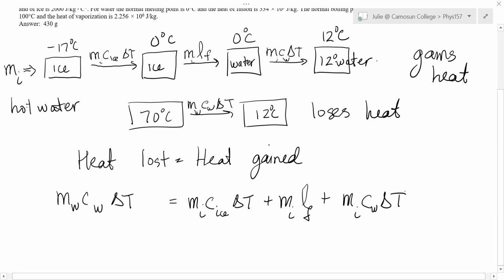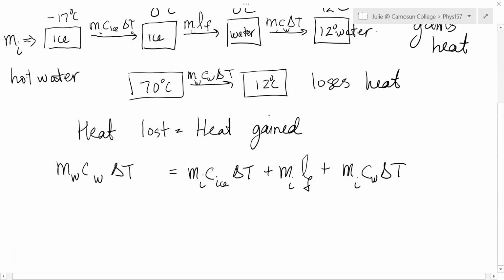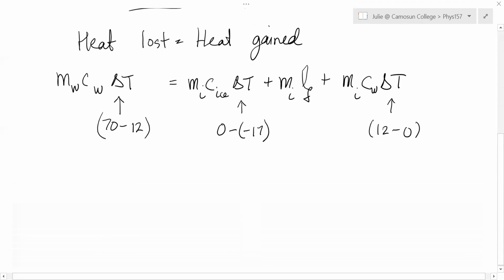Now the tricky parts are the delta T's. Remember, if you're going to do heat lost equals heat gained, all delta T's are positive. So hot minus cold. So this delta T would be 70 minus 12 for the water. This delta T would be 0 minus -17. So that's the amount that the ice has to warm up before it gets to its melting point. And this delta T would be 12 minus 0. That's how much the melted ice, the ice water, has to warm up from 0 to 12.